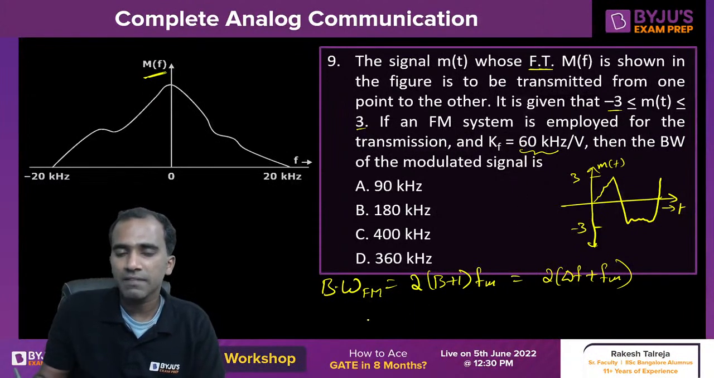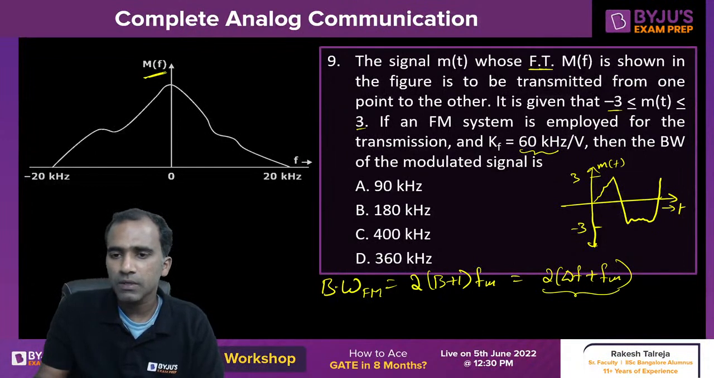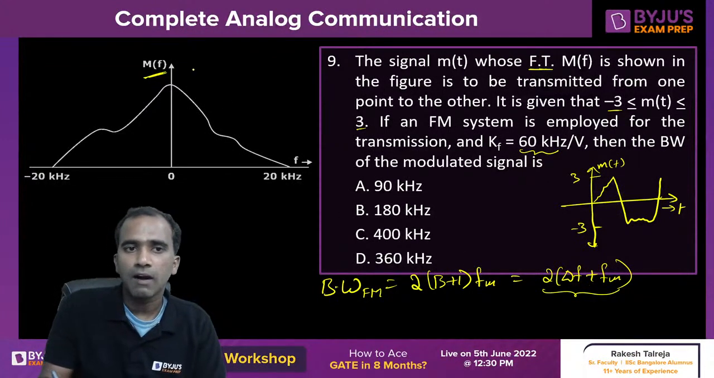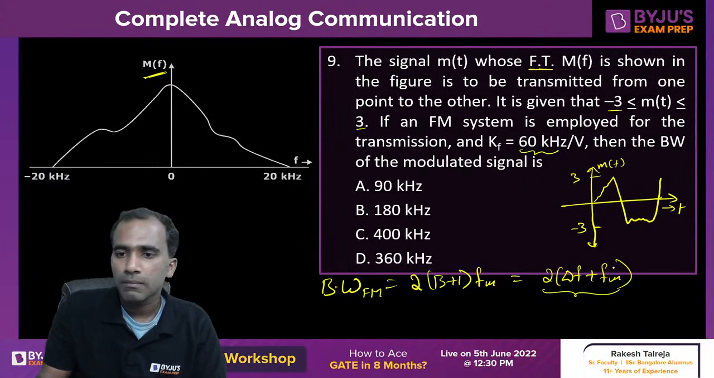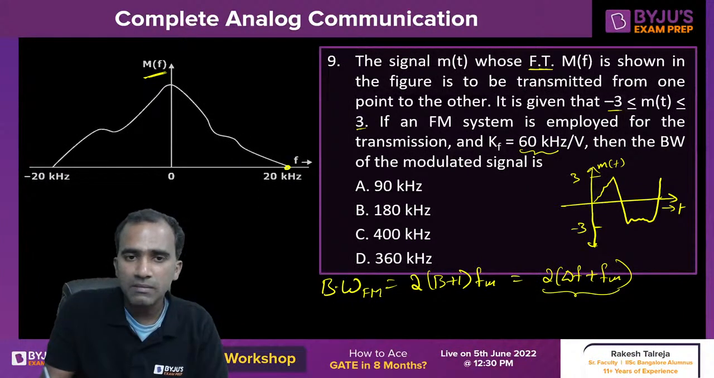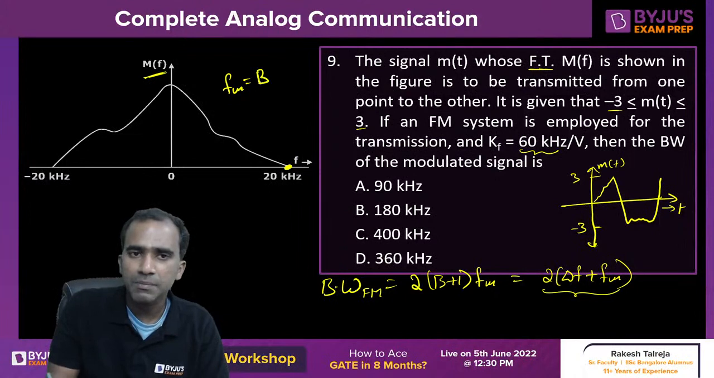Modulation index is not given here. So let's use the second formula, 2 into (del f plus fm). How do we find del f? Message frequency: what is the highest frequency in the message? fm or bandwidth of the message. We can take the notation as B or fm. The bandwidth of the message is 20 kilohertz.